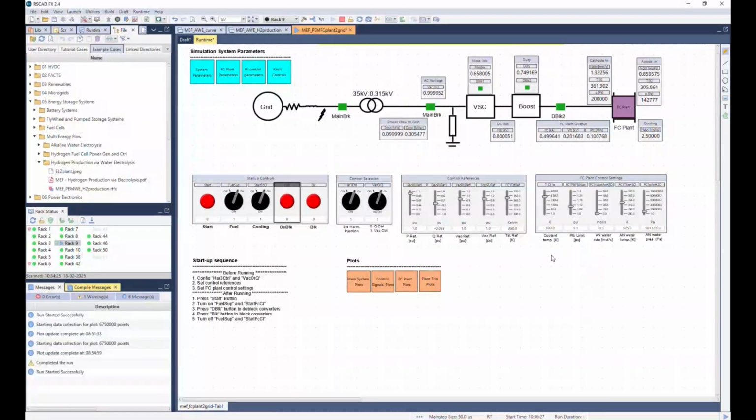During the simulation, you can monitor these meters for real-time values. For example, you can see the power flow to the grid is 0.1 megawatt, which means 100 kilowatt, and the voltage is 1 per unit. So these values are matching with our control references. You can monitor the modulation index of the grid side converter and the duty ratio of the boost converter. DC voltage of the DC bus is controlled at 0.8 kV, 800 volts. You can monitor the fuel cell voltage, current and the power flow.